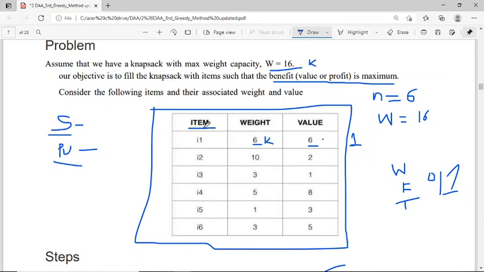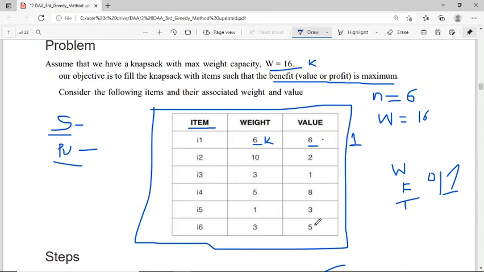Okay, so this is a problem. What is the problem here? Here we have the item, weight and value. But we want the maximum profit. We need a maximum profit.